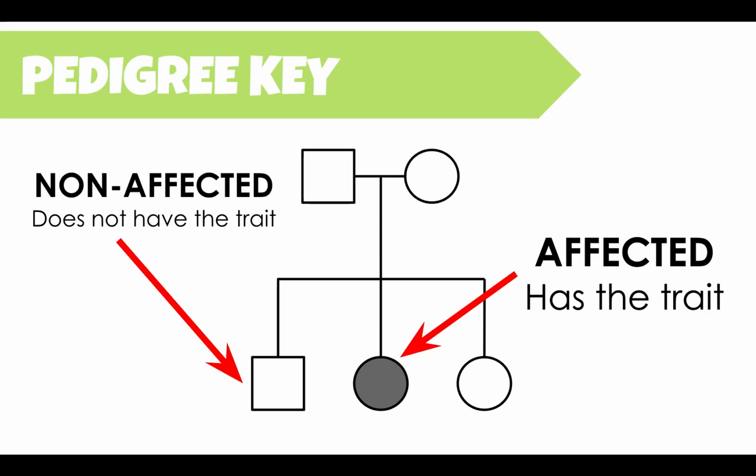The shading in a pedigree represents the trait that we are tracking. So individuals that are unshaded in the pedigree, they are non-affected, meaning they do not have the trait that we are tracking. For individuals that have a shaded in symbol, that means they are affected with the trait. They have the trait that is being tracked in this pedigree.